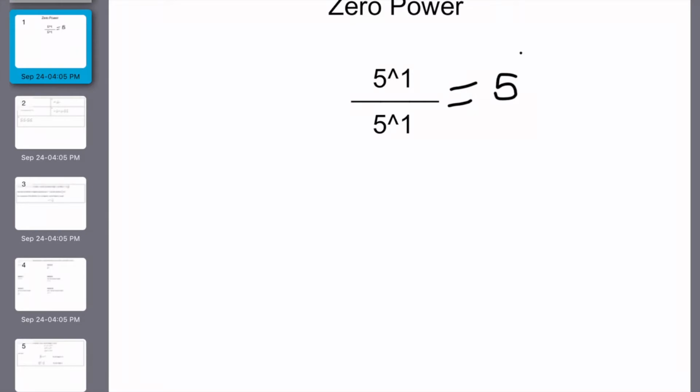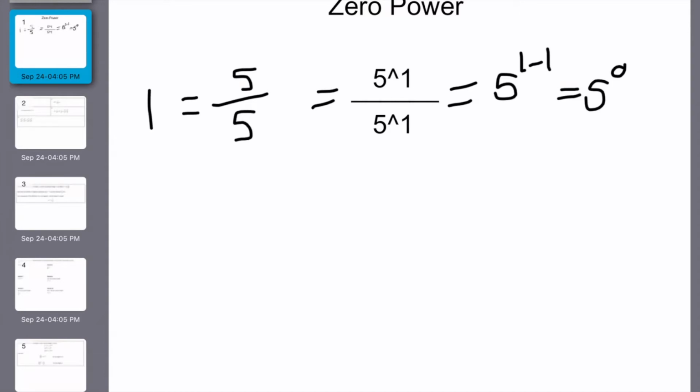So this is the same thing as 5 to the 1 minus 1, which is the same thing as 5 to the 0 power. Now, I know we're probably saying I don't know what 5 to the 0 power is yet, but let's think about it like this. 5 to the first power is the same thing as 5, so really I have 5 divided by 5 on the top and the bottom, or 5 divided by 5 total. And I know that 5 divided by 5 gives me 1. Therefore, that tells me that 5 to the 0 power has to be equal to 1.